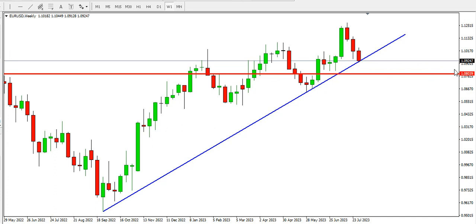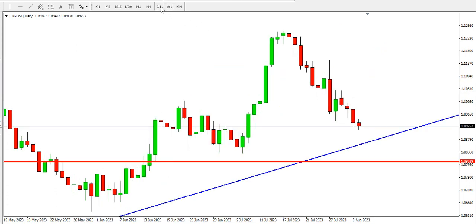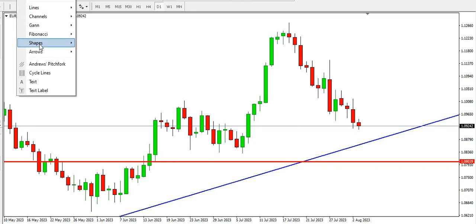So a possible target for now is 1.08039 for the sellers. On the daily time frame, you can see that price is trying to reverse this particular up leg, and price is targeting this demand zone.